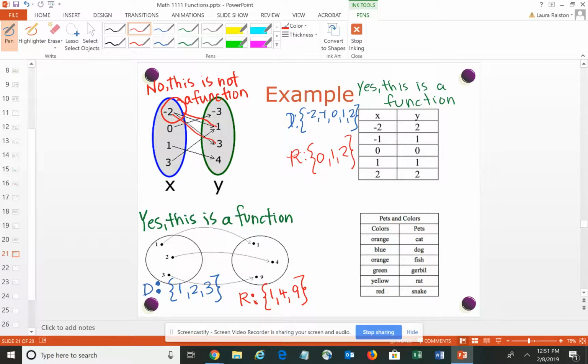All right, looking at the example in the lower left, it looks like it's matching colors to pets. So we have orange cat, blue dog, orange fish, green gerbil, yellow rat, red snake. I want to ask myself, is each x paired with exactly one y? And I have to say no, because I have an orange cat as well as an orange fish. So the color orange is paired with two different pets. Because of that, we have to say no, this is not a function.